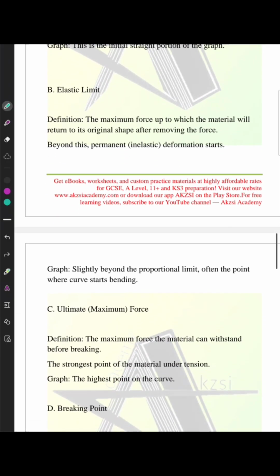The elastic limit is the maximum force up to which the material will return to its original shape after removing the force. That means beyond it you will get an inelastic deformation. And in the graph, there will be a straight line as well as some part of the curve that you will be able to see till the elastic limit.